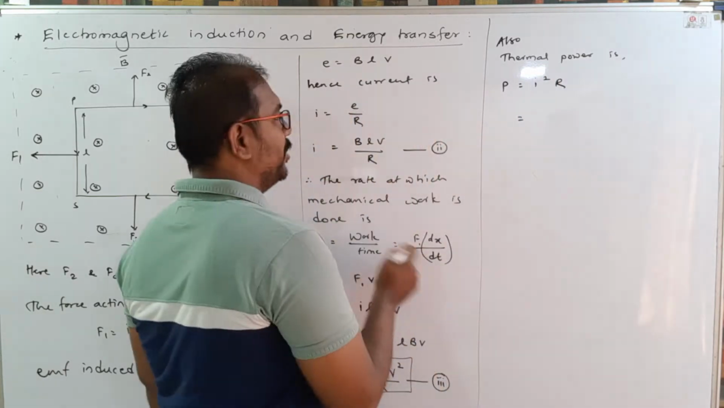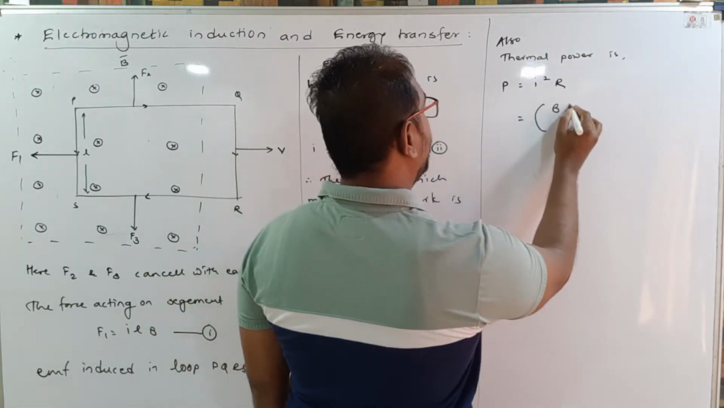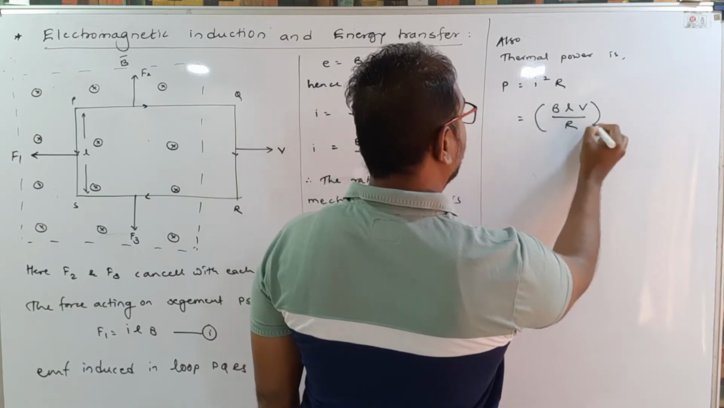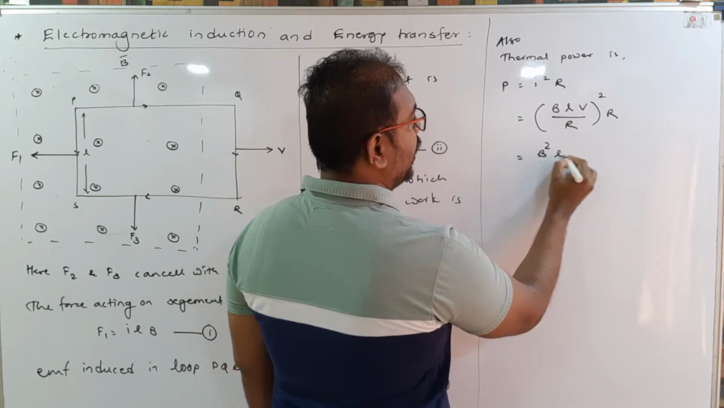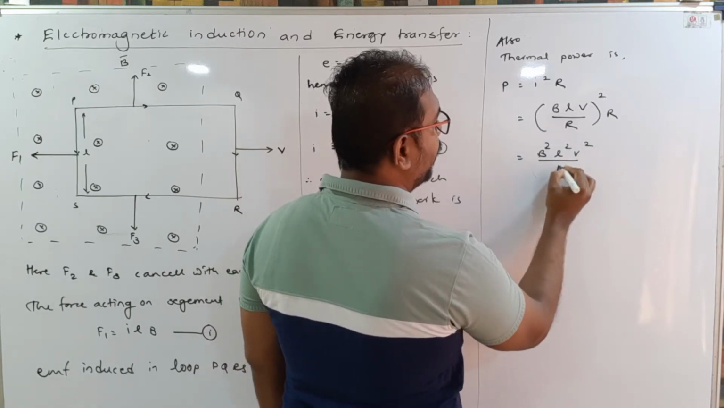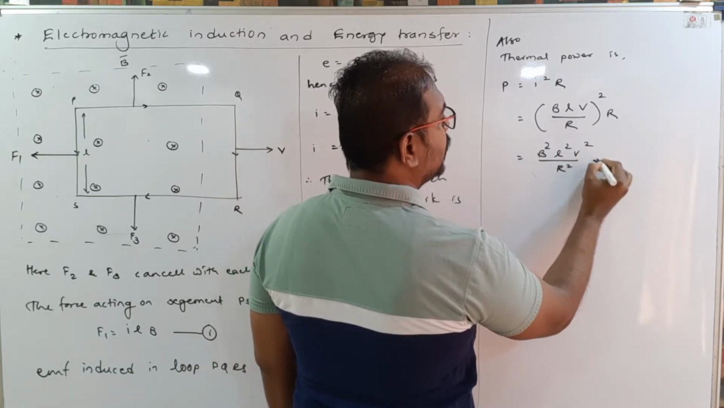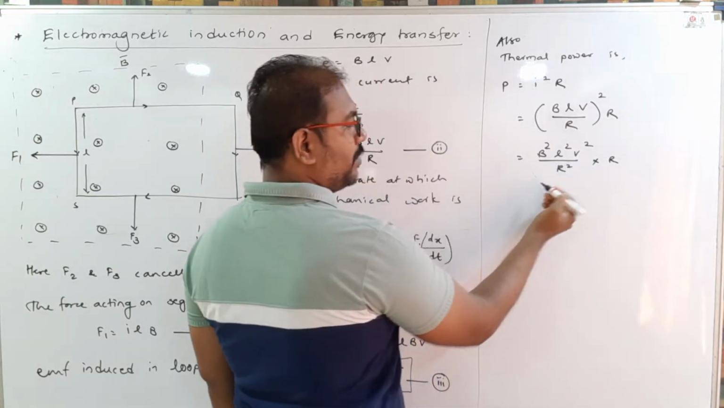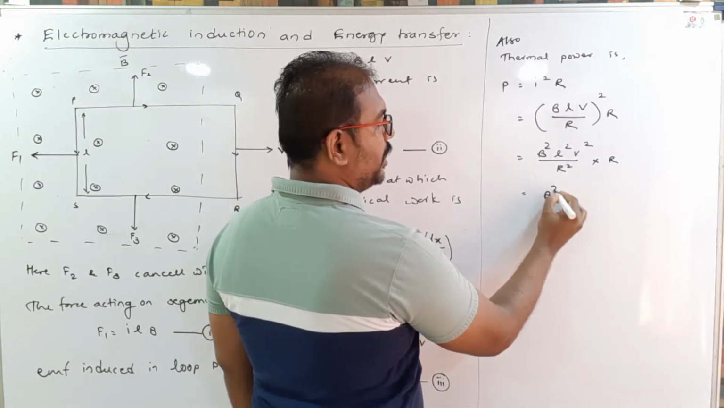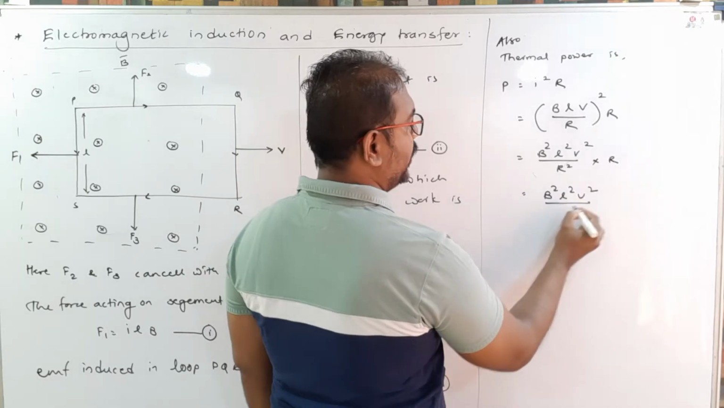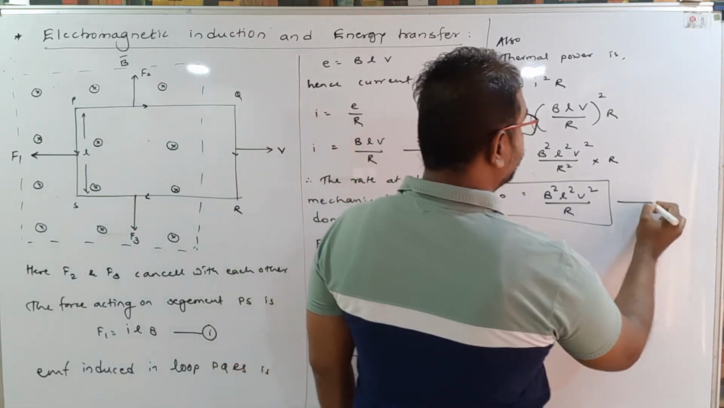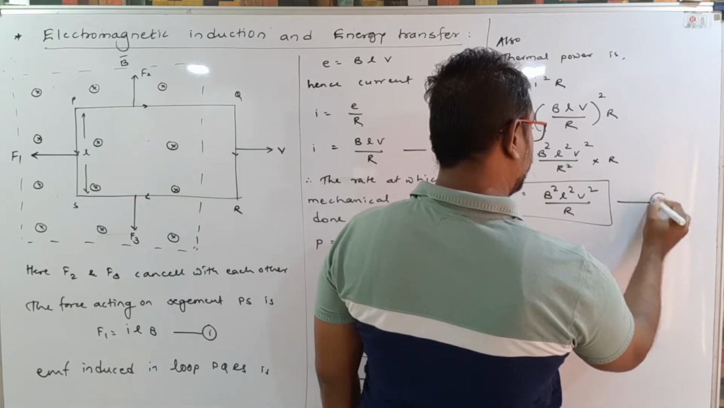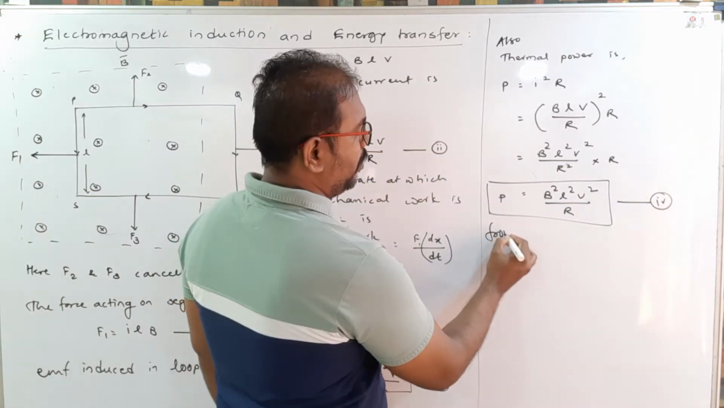And we have the formula of I, which is BLV divided by R, into this R. Squaring the bracket, we get B square, L square, V square divided by R square, into R. One R from R square gets cancelled. So B square, L square, V square divided by R. This is the thermal power, equation number 4.